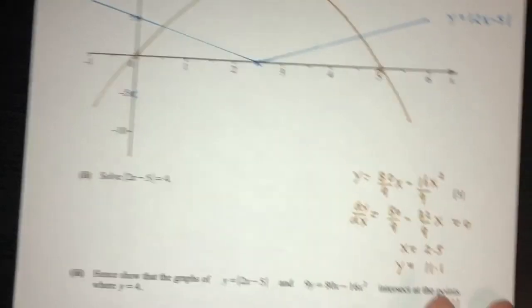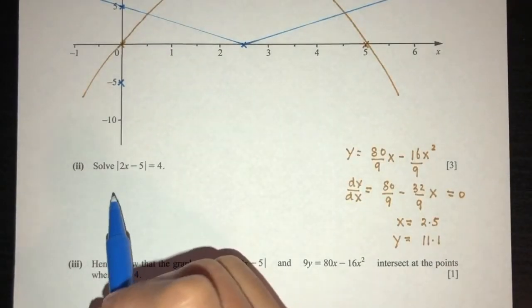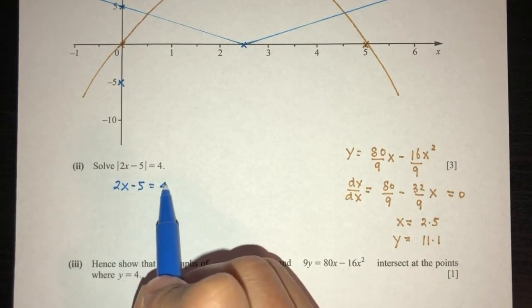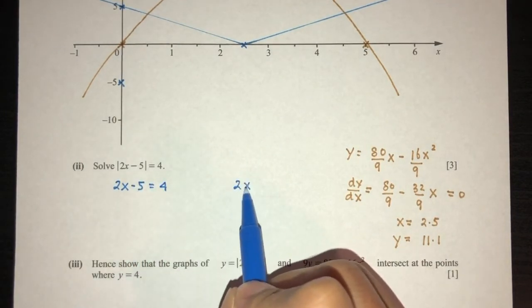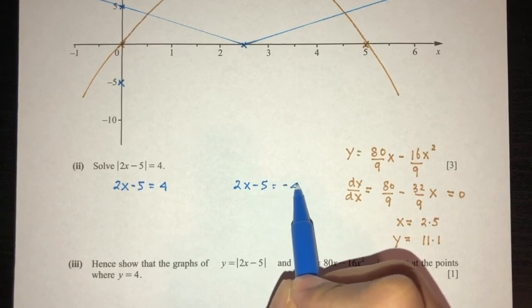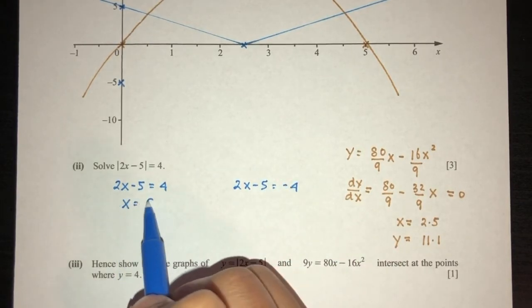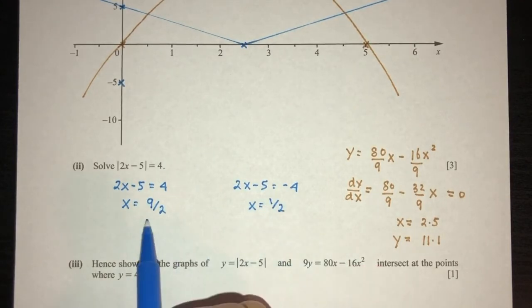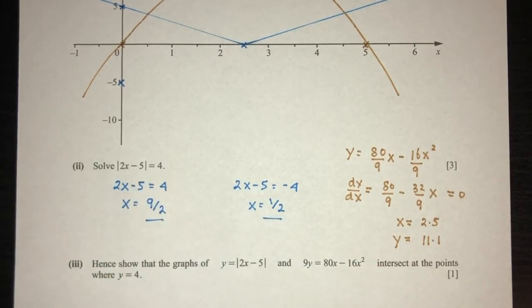Now for part 2 we have to solve the equation. Pretty easy. With the modulus, the first solution will be plus 4 and the other solution will be minus 4. So x will be 9 over 2, and x will be 1 over 2. Those are the 2 solutions of this equation.